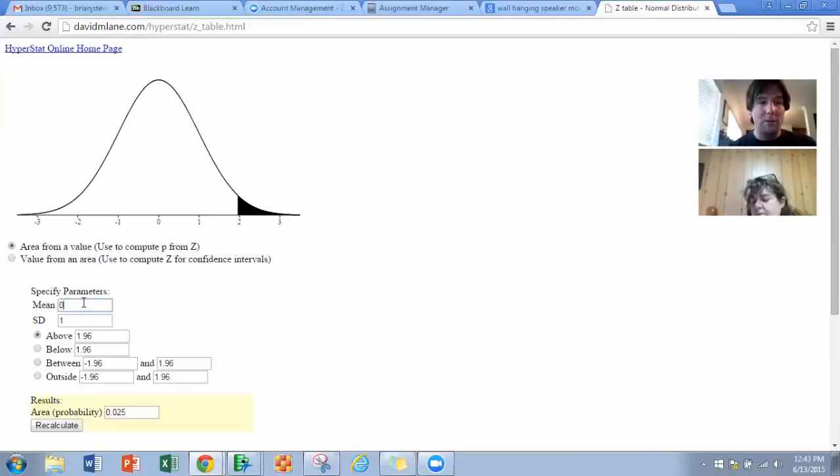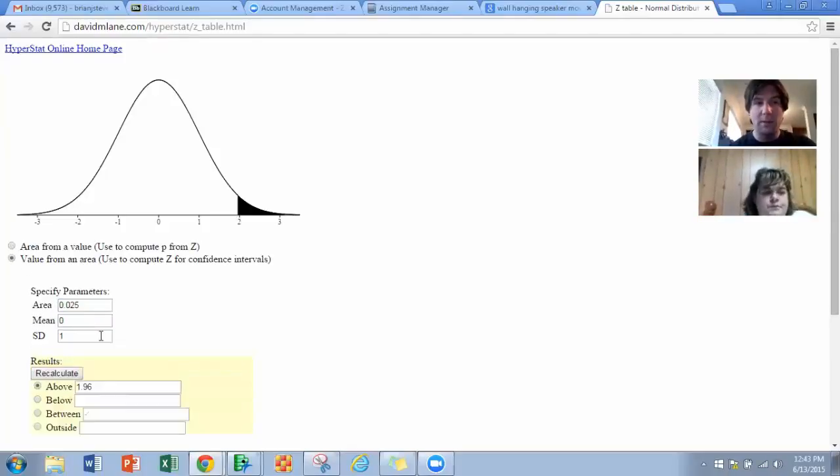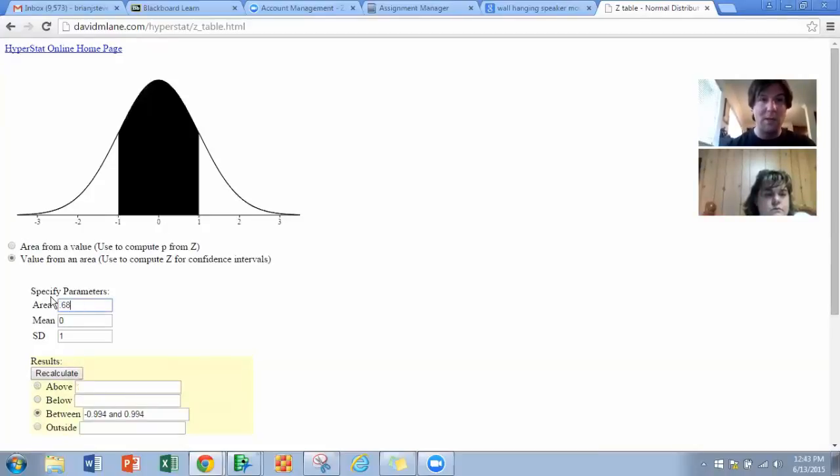So what we need to understand about the 68, 95, 99.7 rule is where those numbers come from. And the visualization here is great because if we do between, we can just type in 0.68 right here, and there's one, negative one, and positive one.